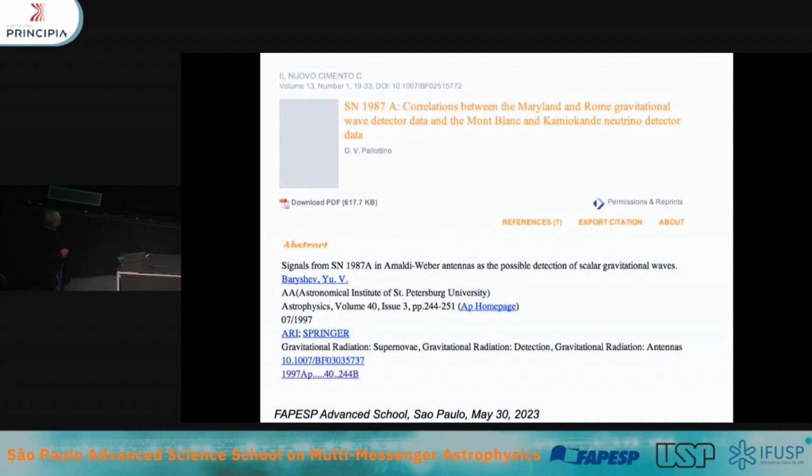And this is another claim in particular that was done in consonance with Weber's bar in Maryland, and another one that was in Rome, in Italy. There was a big group working in bars at the time that eventually many of them moved to Advanced LIGO.